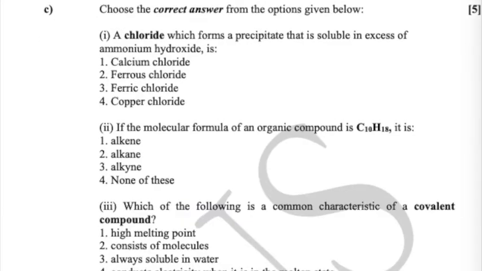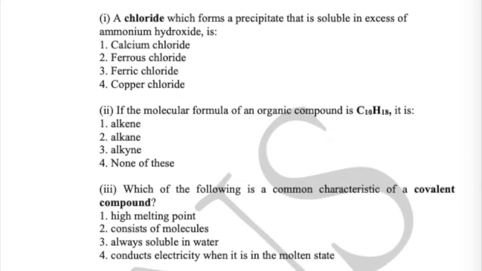Choose the correct answer from the options given. First one, a chloride which forms a precipitate that is soluble in excess of ammonium hydroxide, CuCl2, that is copper chloride, fourth option. Second, if the molecular formula of an organic compound is C10H18, it is third, alkyne.